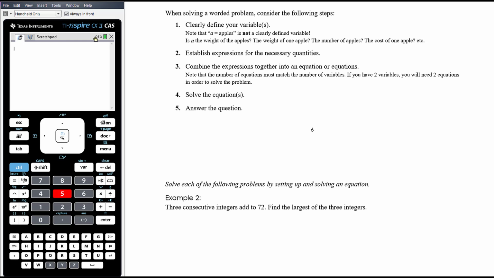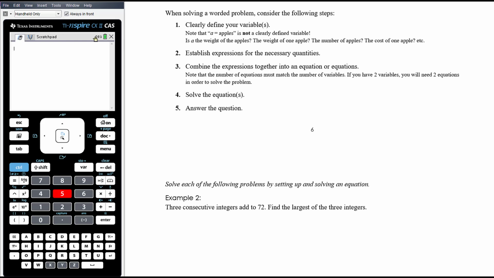Note that the number of equations must match the number of variables. So if you introduced 2 variables at the beginning, you're going to need 2 equations in order to solve it. I'll quite often find that questions which the textbooks list as simultaneous equations examples, I can go straight to setting up 1 equation. That's about taking some time at step 2 by coming up with expressions for the different quantities and then building the equation. Step 4 is to solve the equation or equations you've ended up with.